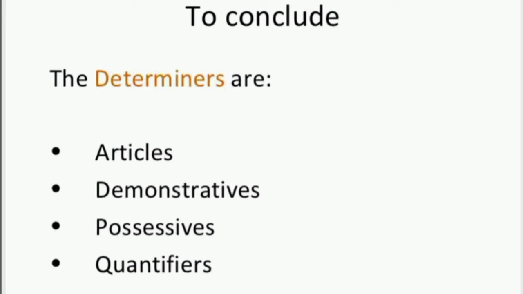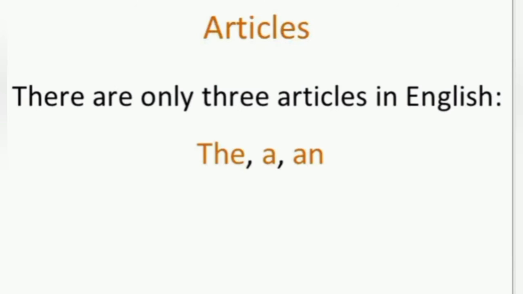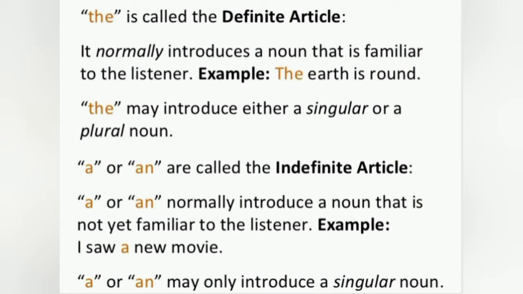In other words, we can say the determiners are articles, demonstratives, possessives, quantifiers. So let's understand articles. There are only three articles in English: the, a, and an. I think all of you know very well about these articles: a, the, and an. The is called the definite article. It normally introduces a noun that is familiar to the listener.